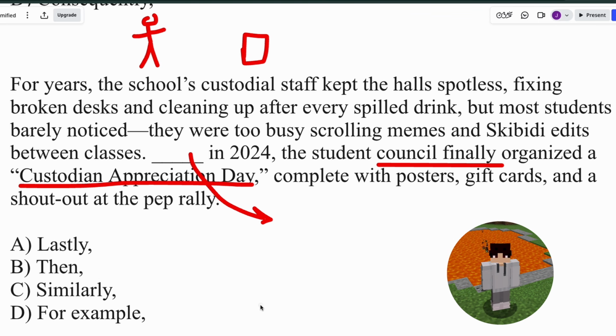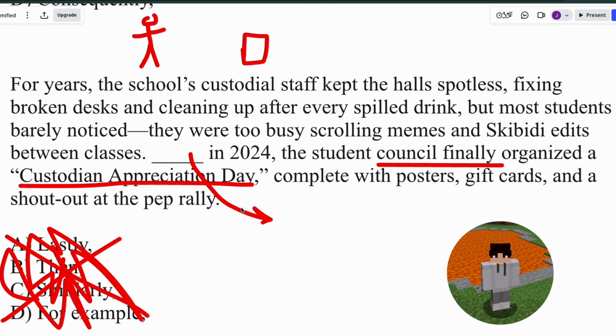So what I tell students is basically before you even look at the choices, imagine they're not even there. Pretend they're completely invisible for a second. And then just think to yourself, what would make sense to go in the blank up here? Based off of what I said, it sounds like probably it would be something like "as a result," or maybe it would just be like "later on in 2024."